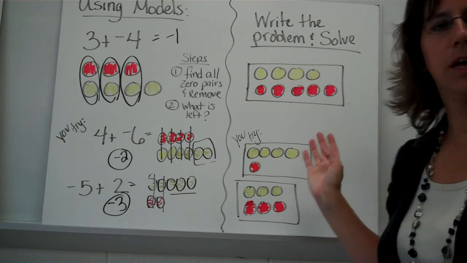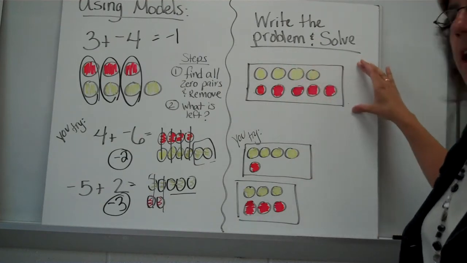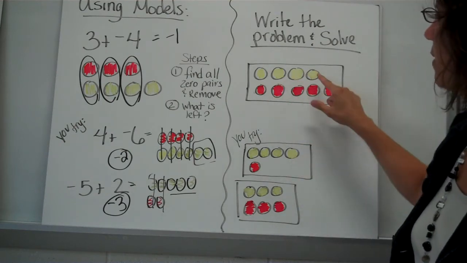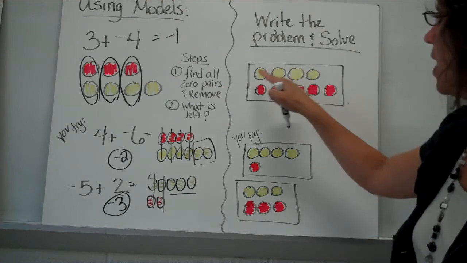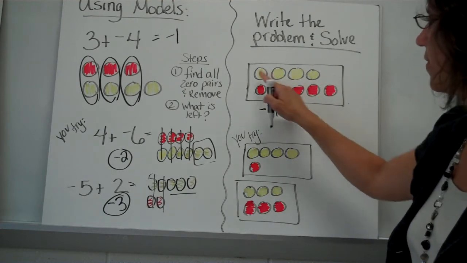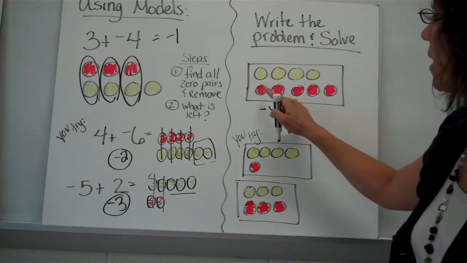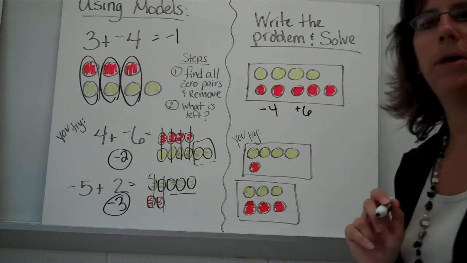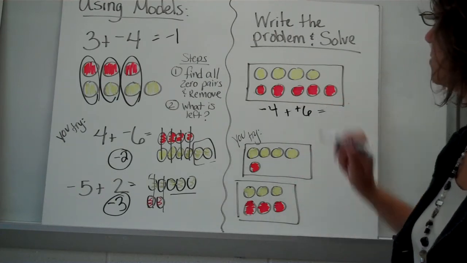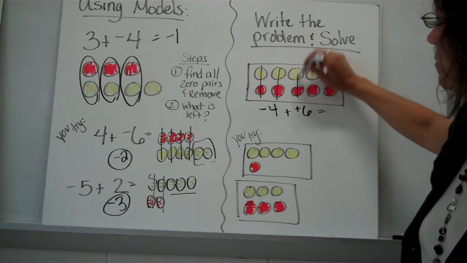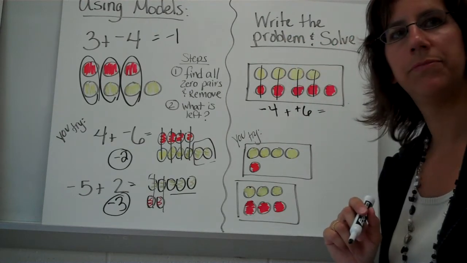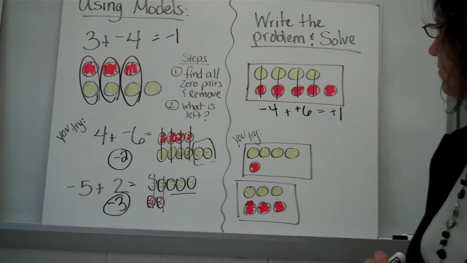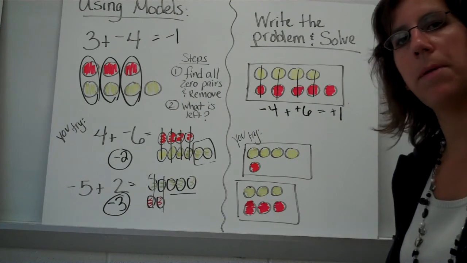All right, let's do the reverse. What happens if I have a picture? Can you write the math problem to go with it? I think you can. What do we have here first to start with? On the top half, we have -4. We've got 4 yellow circles. And then on the bottom half, we have 6 red circles, and 6 red circles would be a +6. What happens if we add those together? Well, first we have to find all of our zero pairs. And what do we have left? 1 red circle, so our answer is +1. Go ahead and try these on your own, and then come on back, and we'll go over the answers.